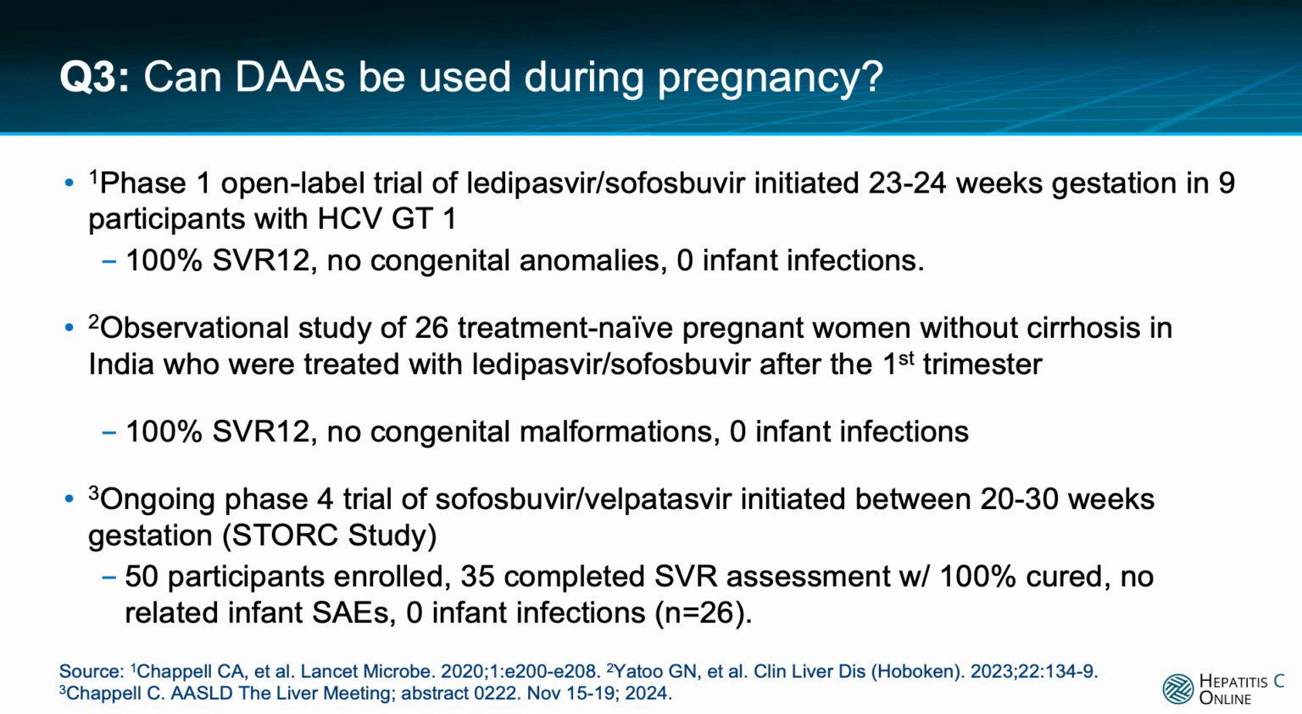Similarly, in an ongoing study of 50 women who initiated on sofosbuvir/velpatasvir between 20 and 30 weeks gestation, there have been no cases of perinatal transmission to date amongst 26 infants, and 100% of women who have completed treatment and attended their SVR12 visits have been cured. While gastrointestinal side effects, including nausea, vomiting, and GERD, have been common amongst mothers, there have been no related serious adverse events in mothers or babies.